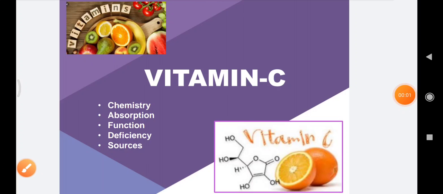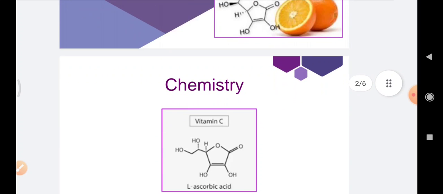Our today's topic for discussion is vitamin C. In this lecture, we will discuss about the chemistry, absorption, function, deficiency, and the sources of vitamin C. So, coming to the chemistry.